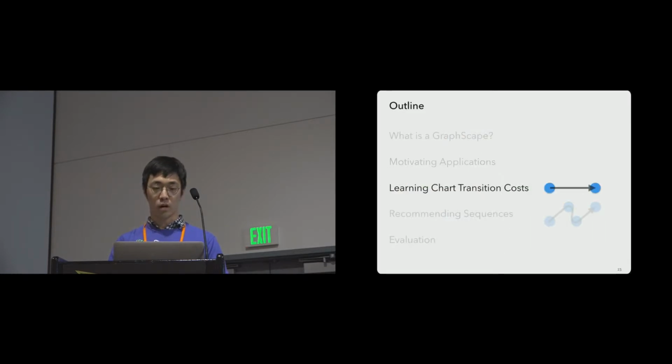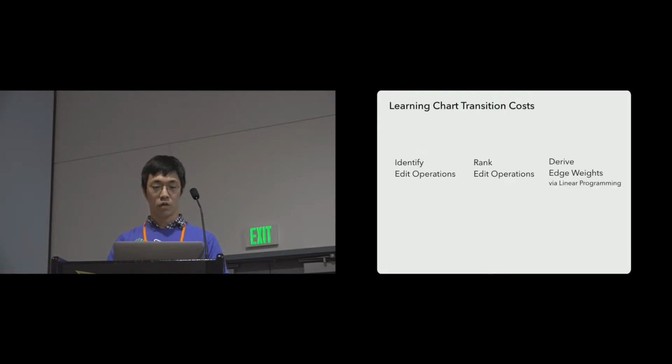To build a graph model of chart similarity, we start by analyzing the individual transitions between charts. We build our transition cost model in 3 steps. First, we identify all edit operations covering all possible edges in GraphScape. Second, we rank edit operations by hypothesis interpretation difficulty based on our expert judgment. Then we derive their edge cost via linear programming. Let's talk about each step in more detail.